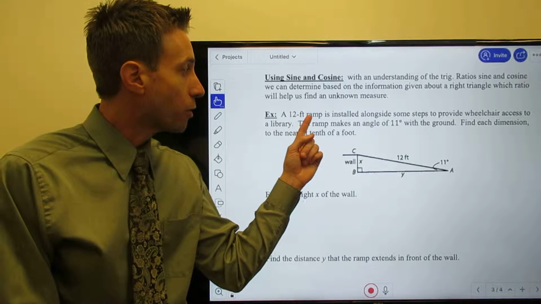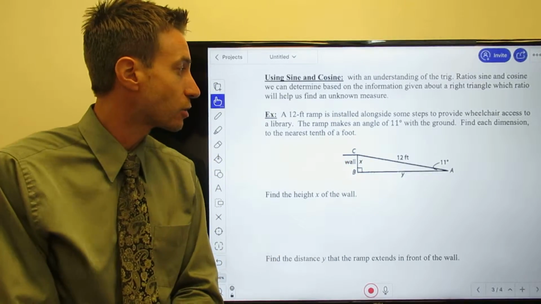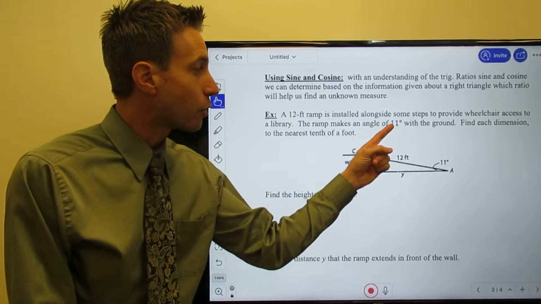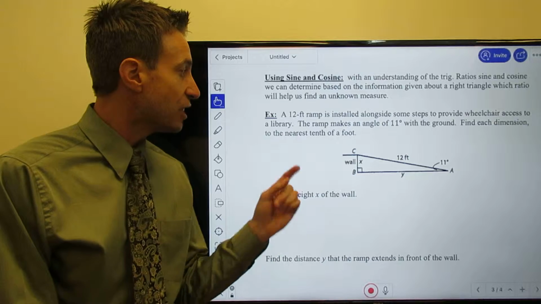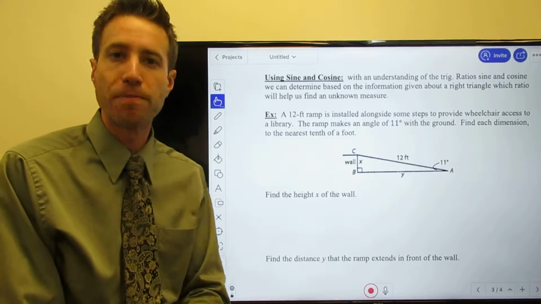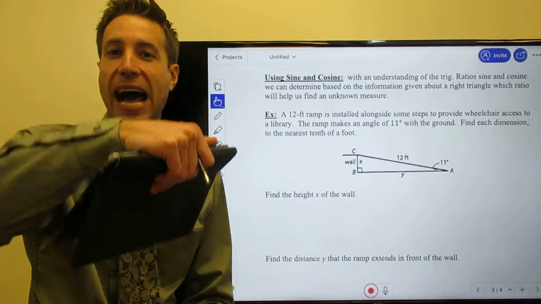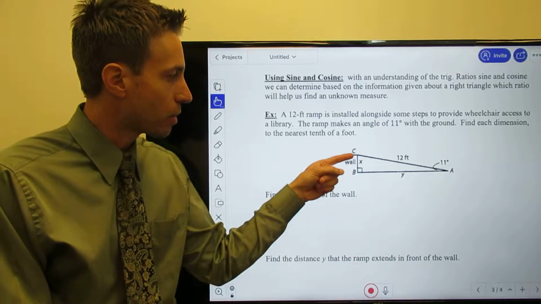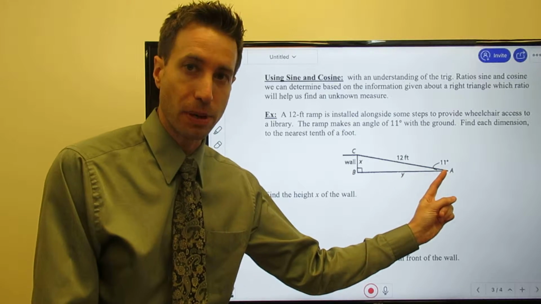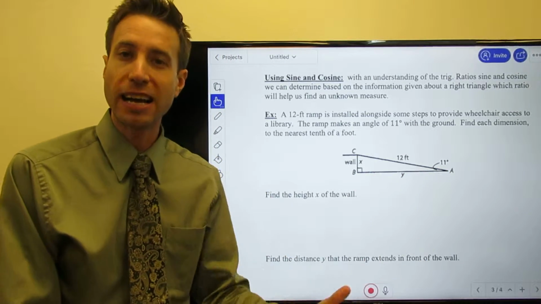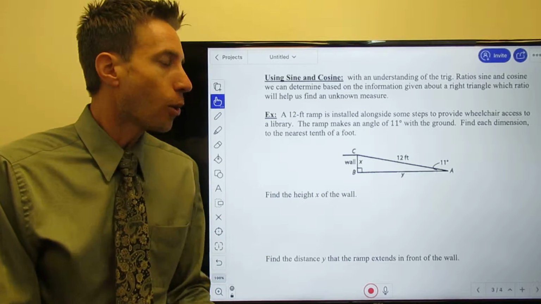I tell you that you have a 12-foot ramp. It's installed alongside some steps to provide wheelchair access to a library. The ramp makes an angle of 11 degrees with the ground. I want you to find each dimension to the nearest tenth of a foot. Which dimensions? Well, this one right here. How high does that ramp need to get you? What is the height of this wall? And then, how far out from the building does the ramp extend? So we're going to find x and y. Okay, well here we go.